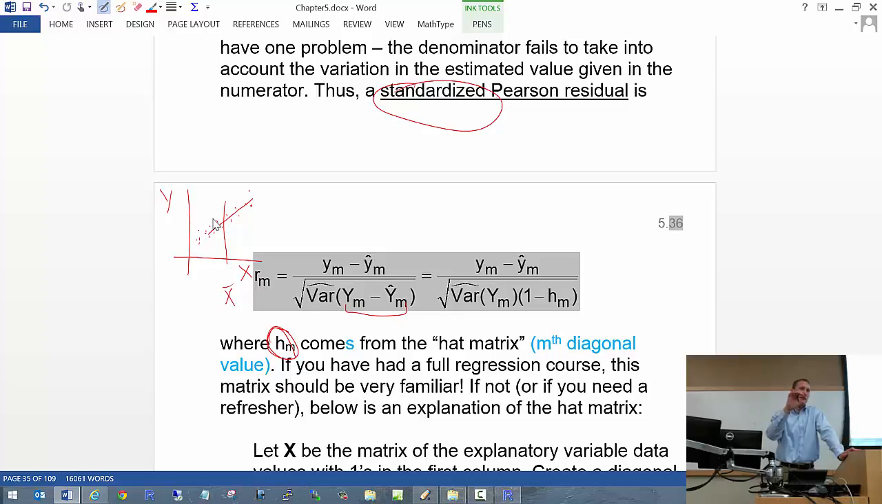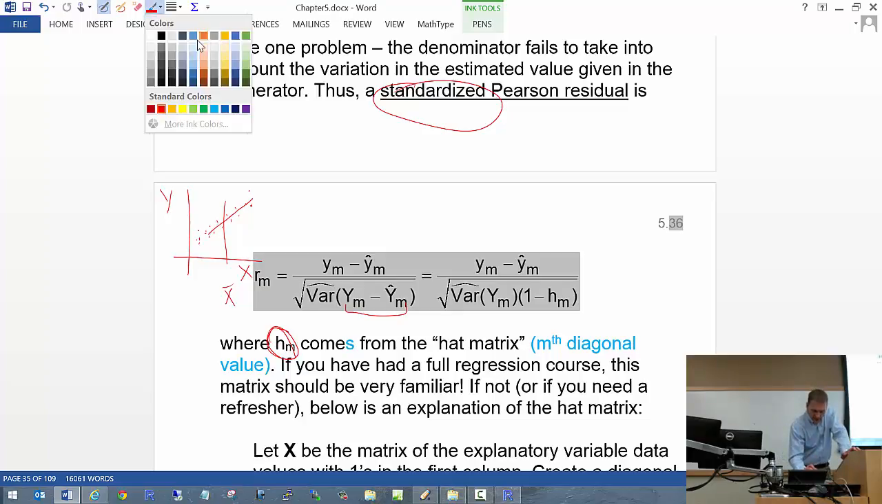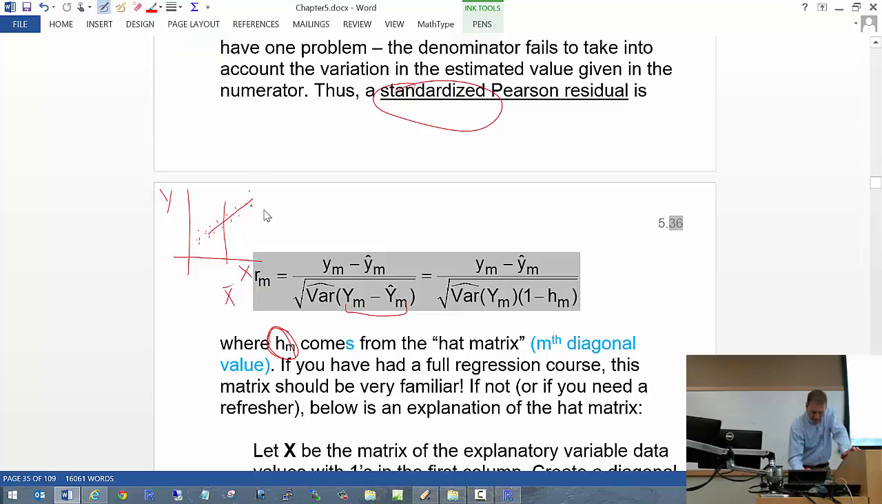The farther the x's are from the center, the more influence it could have. In particular, let me do a different color here. Let's say I have a point down here. Also, I add a point. What can happen is that point will pull the estimated regression line down towards it. It has what's called leverage.